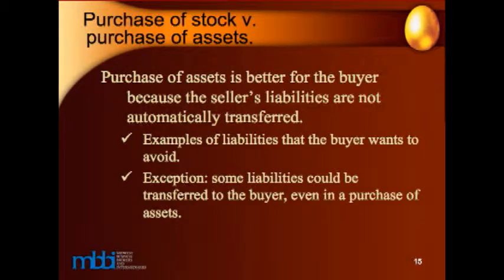There's really an issue here where the purchase of assets is better for Brenda the buyer. There's a lot of other things than transferring a stock certificate involved with a stock deal. You get a lot of the same paperwork and representations and warranties, but the purchase of assets is better because the seller's liabilities are not automatically transferred. We do want some liabilities, but we don't want all of them. Well, what liabilities are you concerned about?